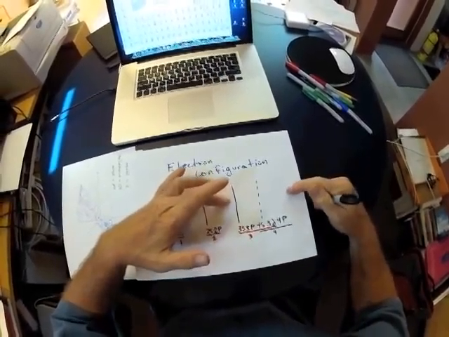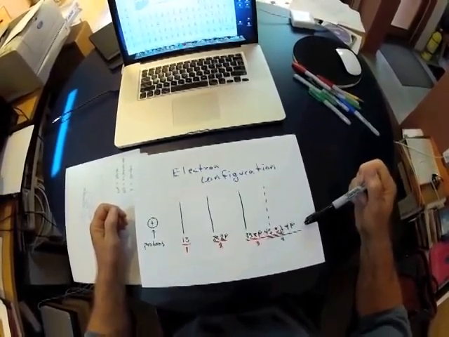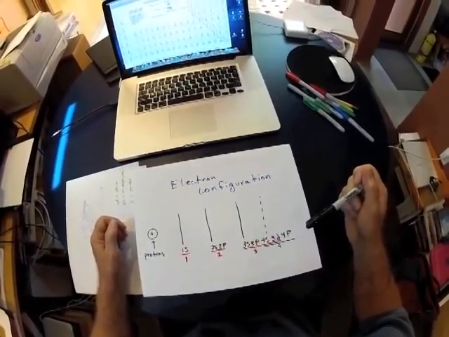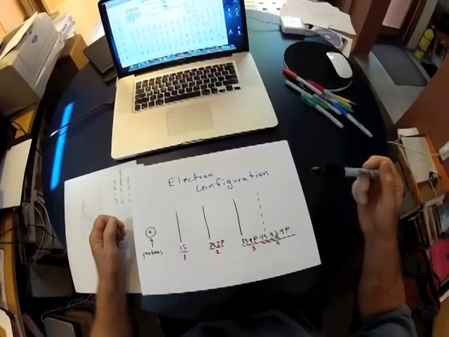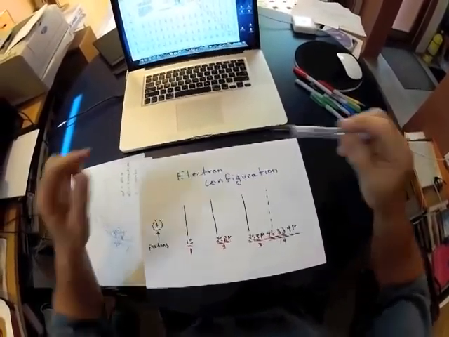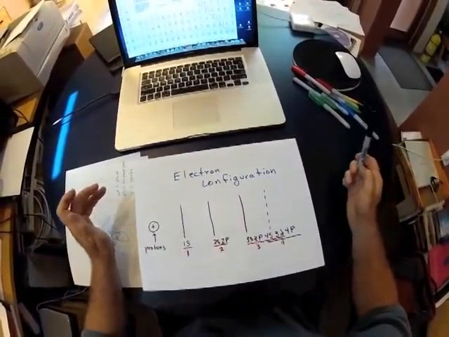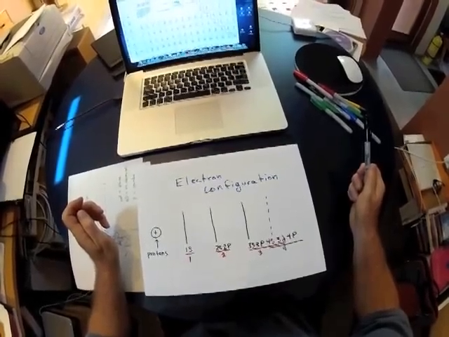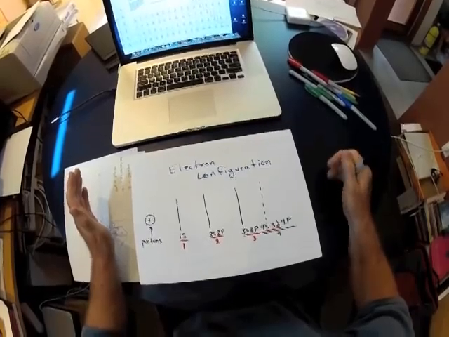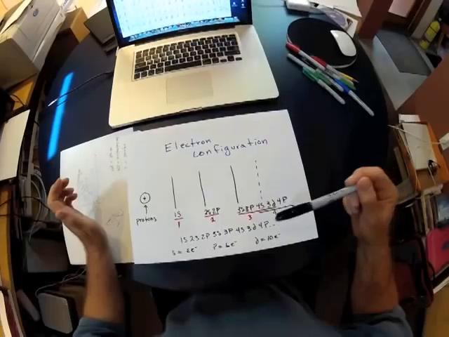Now, electron configuration goes well beyond the 4p orbital, and there are other orbitals that I haven't talked about beyond the d orbitals, but for our purposes we're going to stop here because the electron configuration starting with 1s and ending at 4p takes care of the first four periods of the periodic table, and that's my major concern right now.